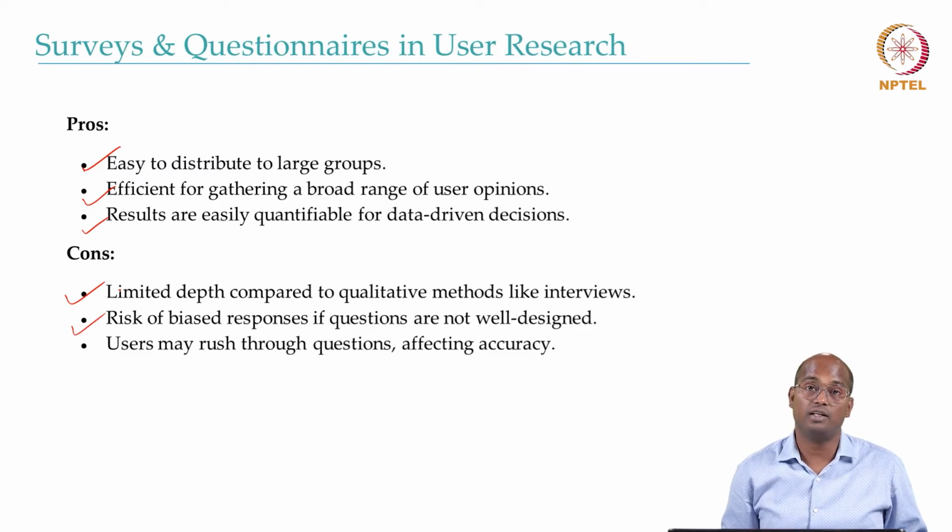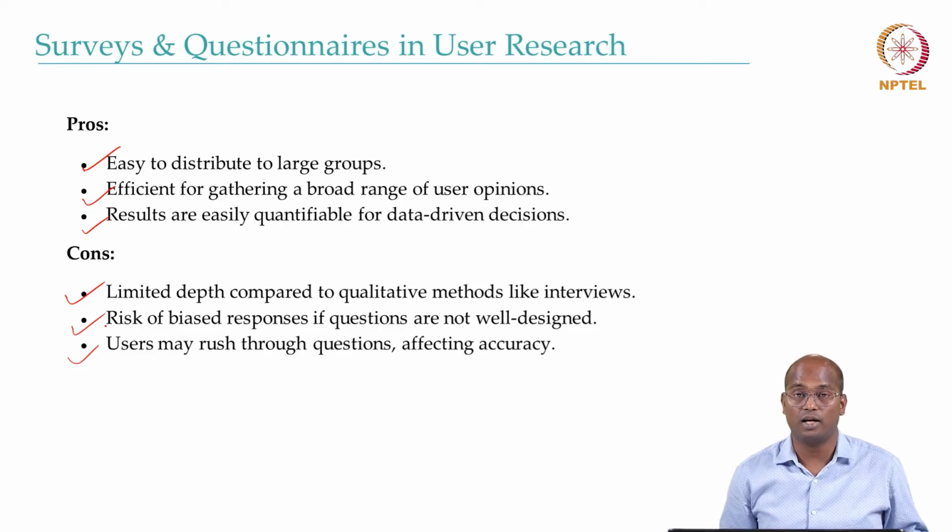That's what Erika said, right? We need to ask the right questions. Users may rush through questions, affecting accuracy. So there should be some way to figure out whether the user is giving an appropriate, intentional response, or the person is just rushing through the response and just filling in random options.